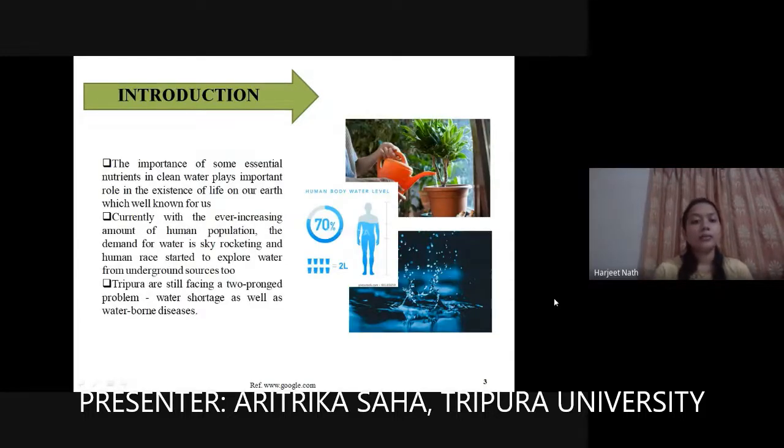Before I start, I have to explain that water is required by each and every system of our body, starting from the cells and tissues to various vital organs, in order to function properly. Tripura is still facing the problems of water shortage and waterborne diseases. The main aim of this project was the analysis of the water quality of Tripura University.